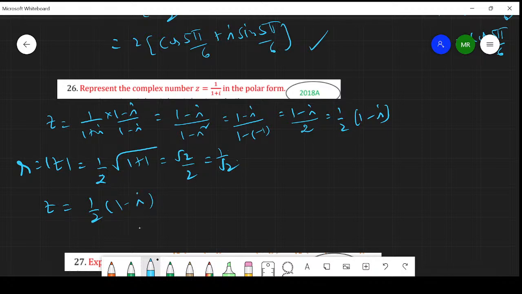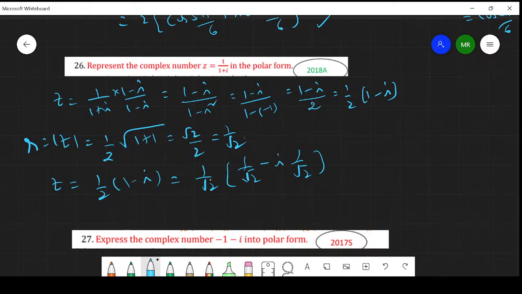Observe here. I want r into cos theta plus i sin theta, with r value 1 by root 2. This 1 by 2 can I write as 1 by root 2 into 1 by root 2 minus i into 1 by root 2? Why? Because 1 by 2 means 1 by root 2 into 1 by root 2. I have taken 1 by root 2 inside. You understood this?